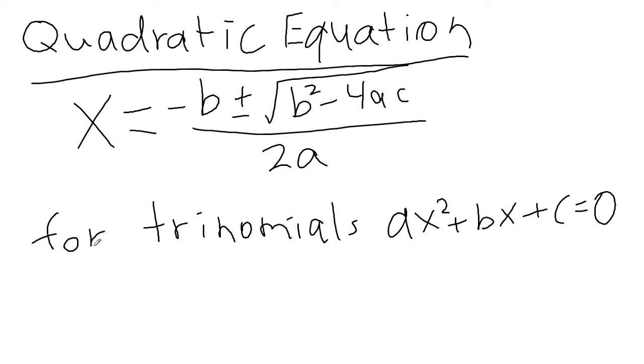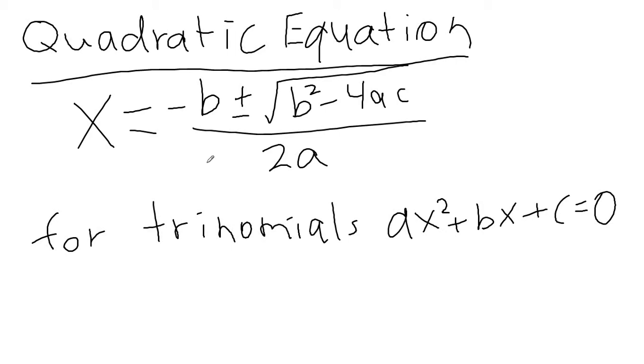In this video, we're going to learn about what the quadratic equation is and how to use it. So the quadratic equation is used to solve for trinomials, and a trinomial is an expression where you have ax squared plus bx plus c, and the quadratic equation is used when you set it equal to 0 and you try to solve for x. So in this case, your a, b, and c are just any real numbers and x is the variable.